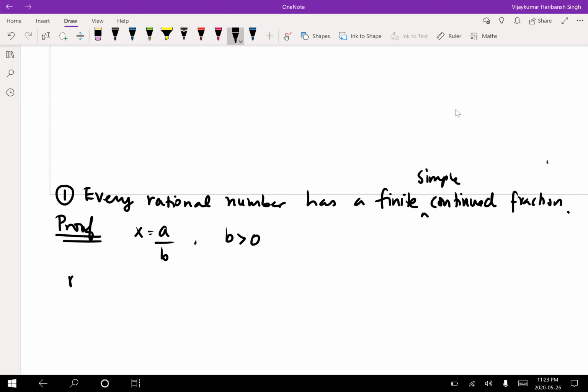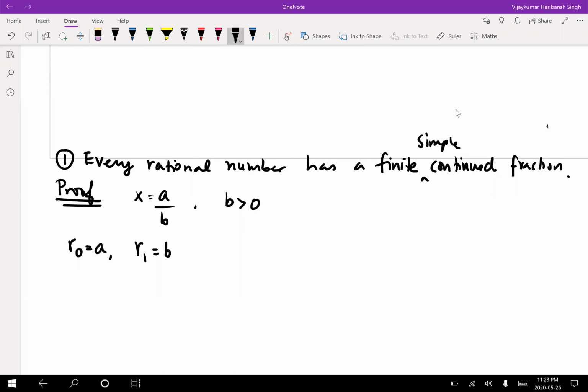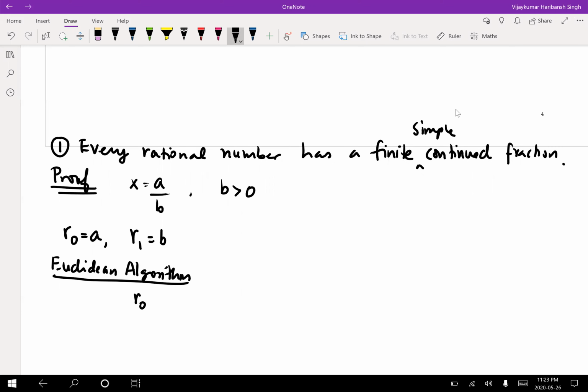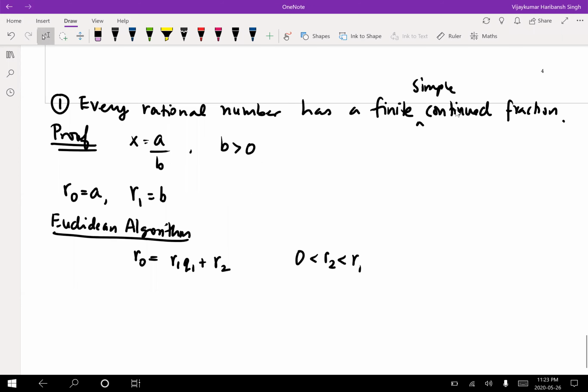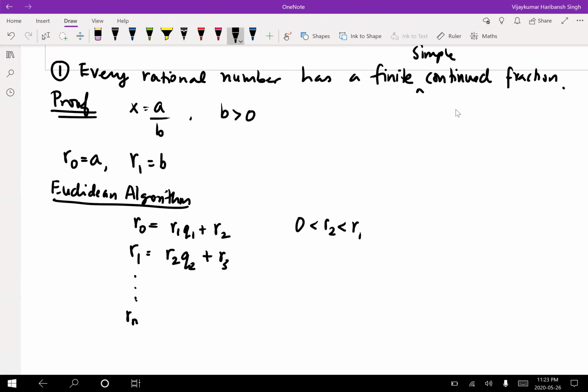So in the extended Euclidean algorithm, you had R0 was a and R1 was b, and then the Euclidean algorithm produced the following string. So we have R0 equals R1 Q1 plus R2. Your R2 is greater than 0 and less than R1. Then you have R1 equals R2 Q2 plus R3. And you keep on going until you get Rn minus 2 equals Rn minus 1 times Qn minus 1 plus Rn, and your Rn minus 1 is Rn Qn.